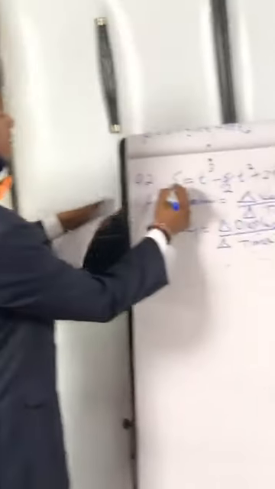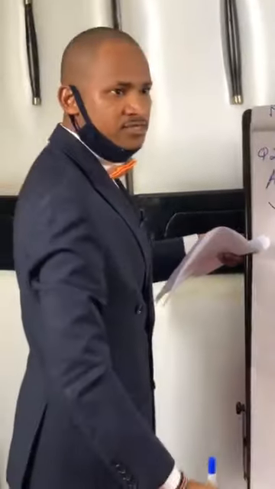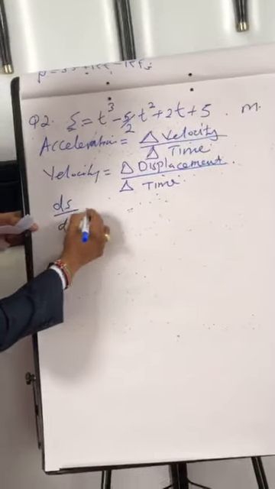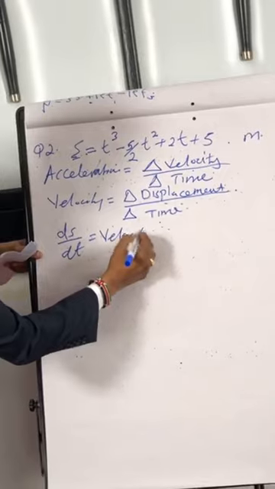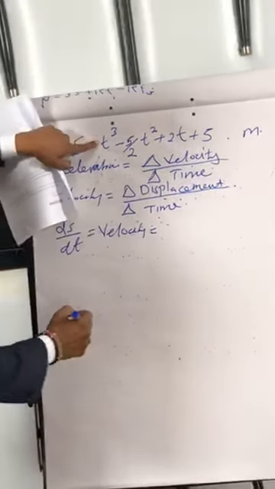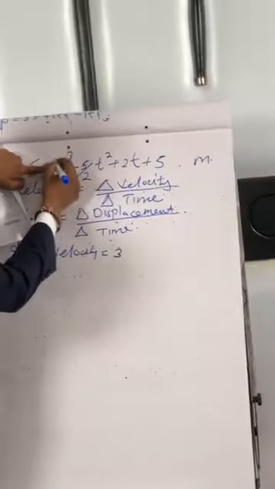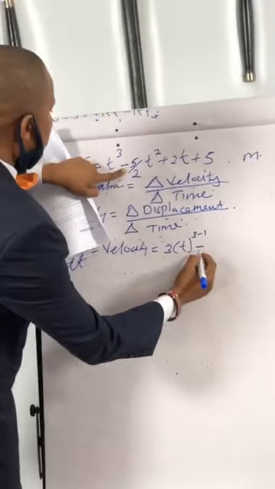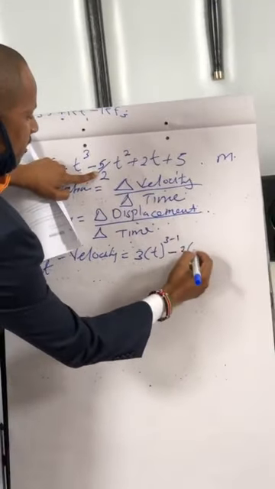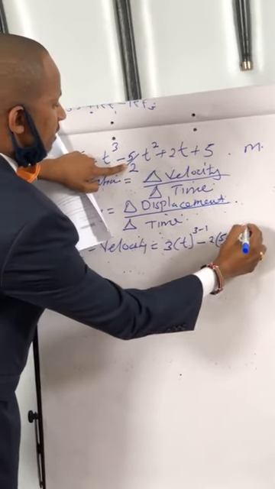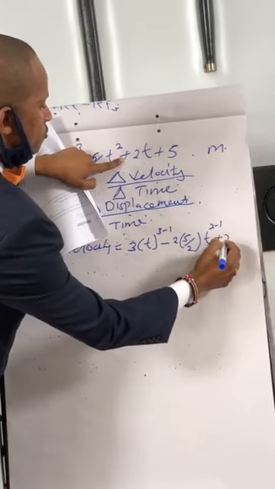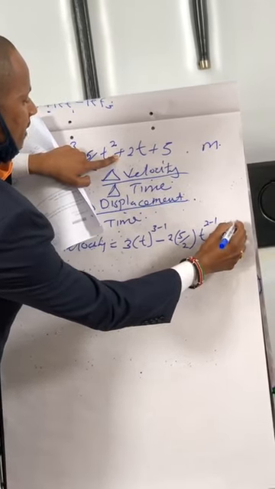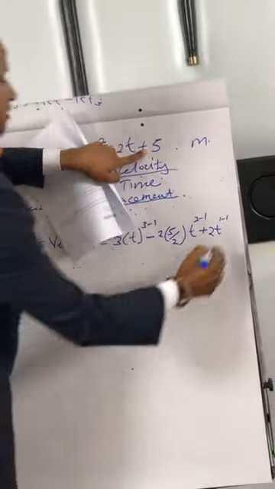So for us to get velocity when we are given displacement s, we differentiate s with respect to t. Therefore, we will have ds/dt, which will give us the velocity. So the velocity becomes, when you differentiate t cubed, you bring 3 down into t to the power 3 minus 1, minus, bring 2 down, that is 2 into 5 over 2, t to the power 2 minus 1, plus 2t to the power 1 minus 1. When you differentiate any number, you get 0, plus 0.